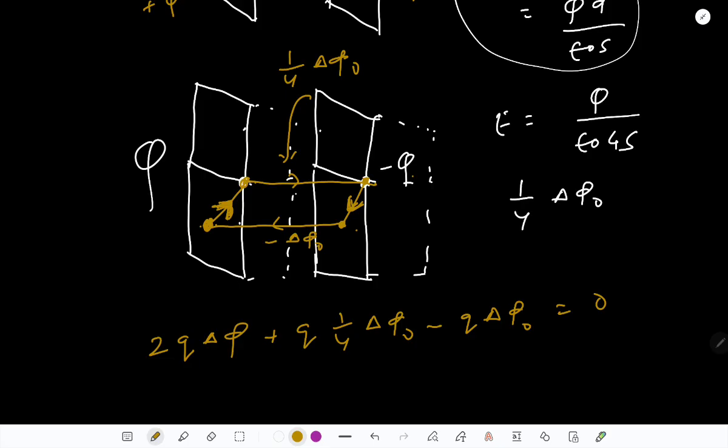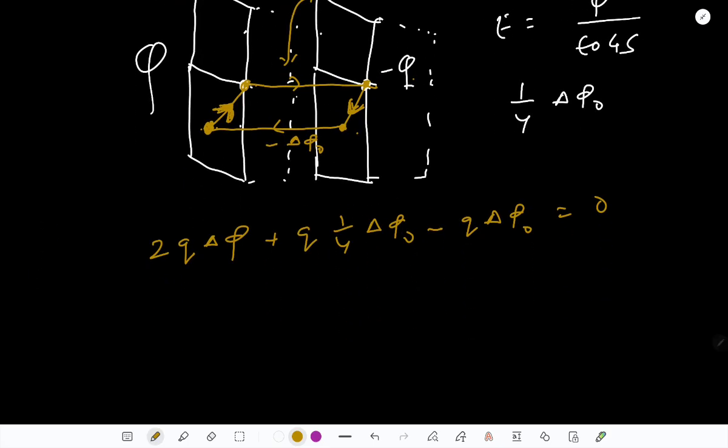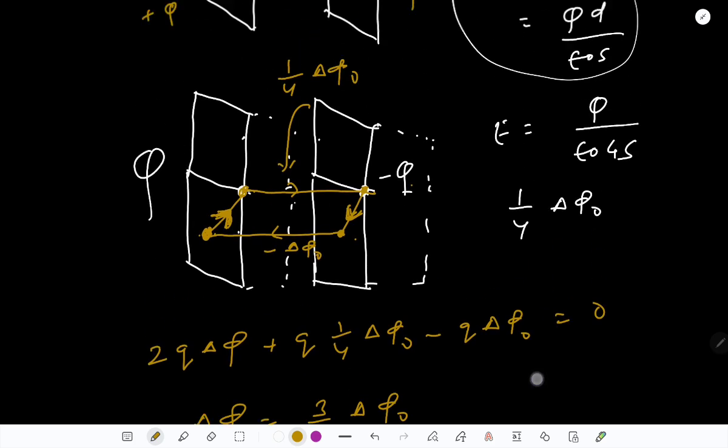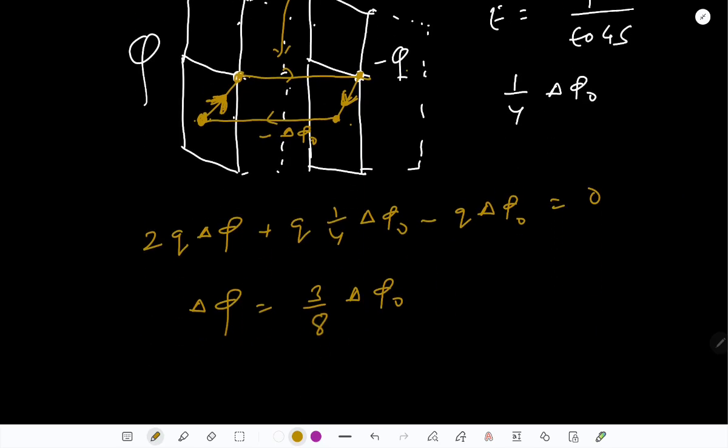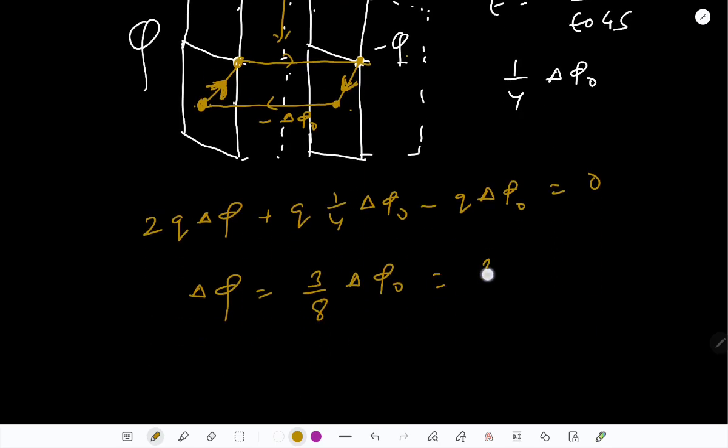And the total work done is equal to 0, as the field is conservative, and you can remove q, and you can find here that delta phi is equal to 3 by 8 of delta phi naught. Delta phi was what we are looking for, and delta phi naught we already have the value as qd by epsilon naught S, and put here, and you will get the result that it will be 3qd by 8 epsilon naught S, and this is the answer.